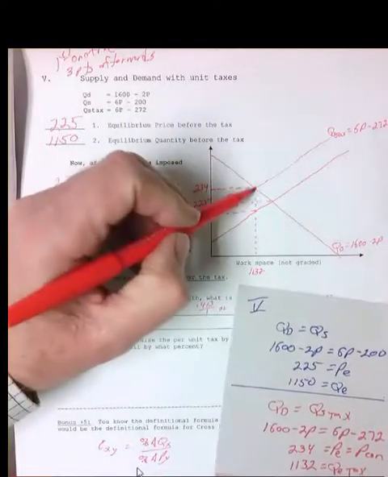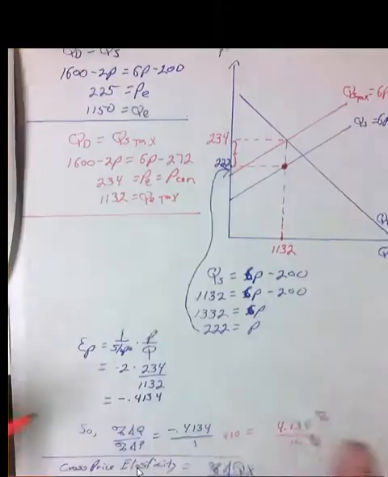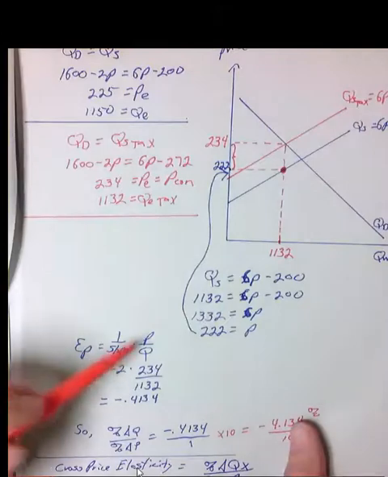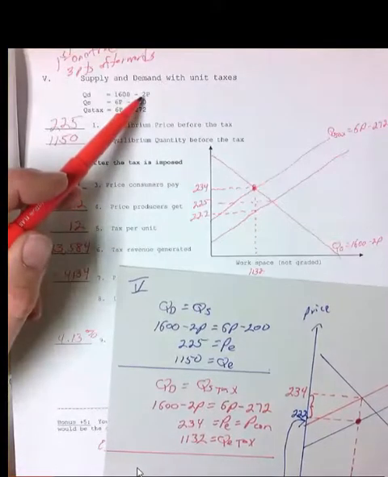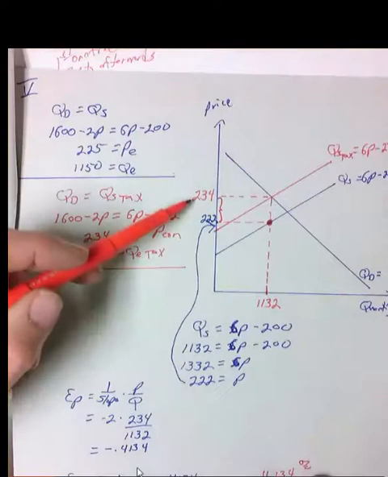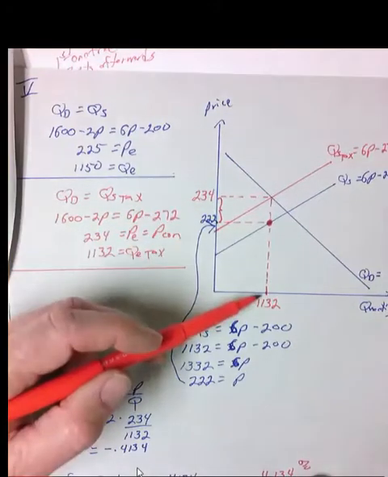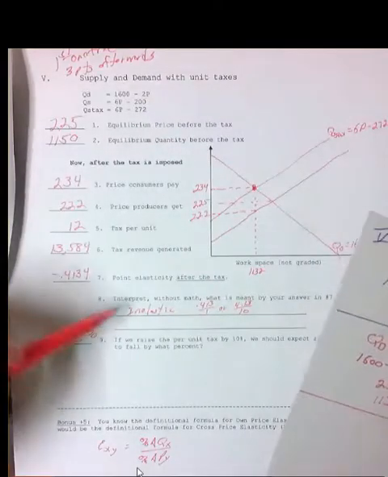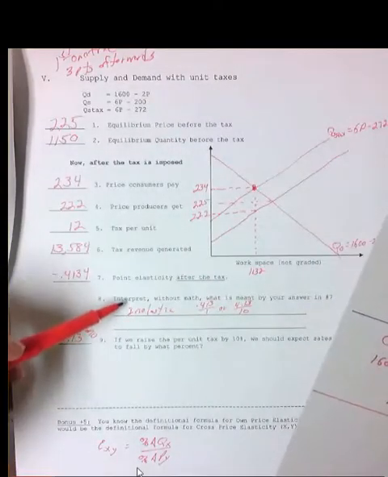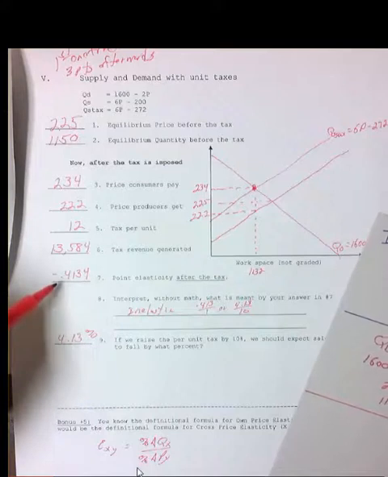Find the point elasticity after the tax. So that's this point right here, and you would find it just like we did before. Elasticity is 1 over the slope times P over Q. 1 over the slope is -2 because it comes from the coefficient on the P variable on the demand curve. And then the P value is 234 and the Q value is 1132. And that works out to be -0.4134. Okay, so interpret without the math what is meant by your answers. So since this is less than 1, ignoring the sign, it is inelastic.